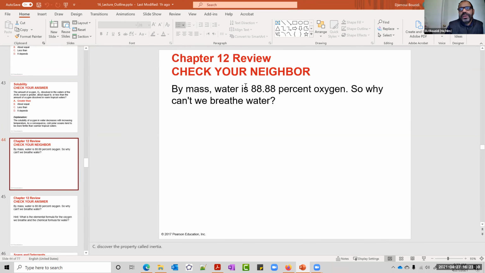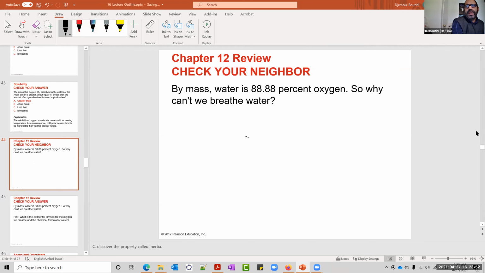Okay, by mass, water is 88.8% oxygen. So why can't we breathe it? Okay, let's look at the math in here. What we have in this case is 2 grams of hydrogen and 16 grams of oxygen, and the total mass is 18 grams.